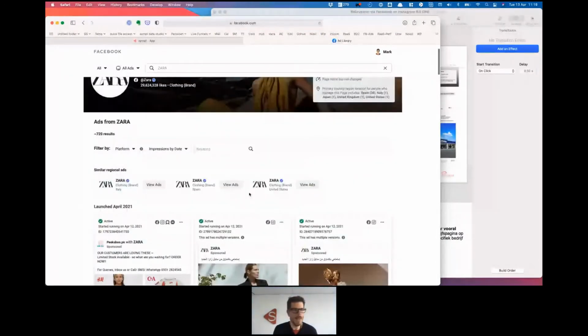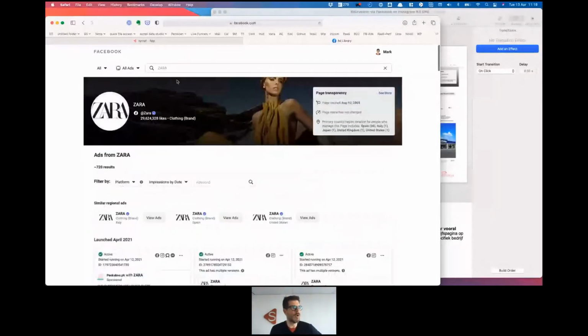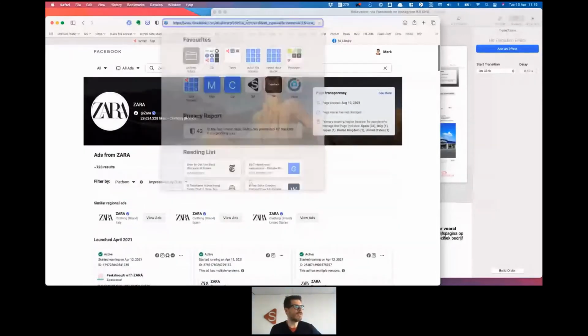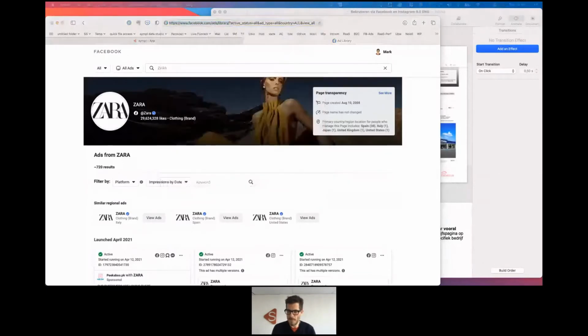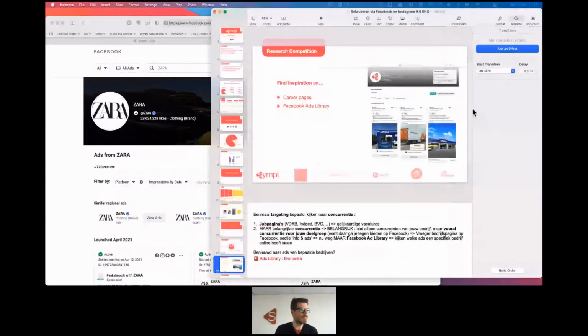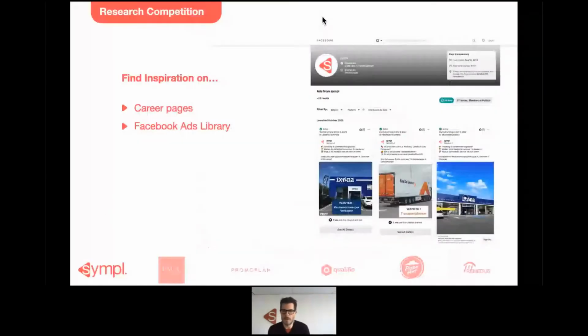Important point, and we'll share the link, or you can just Google Facebook Ads Library, and then it will show you. You don't even have to be logged into Facebook. I think you can just go there, and I'll take that link and put it in the chat. So you can go wild and look for the other brands which we didn't have time for. And I'll go back to the presentation. So use the Facebook Ads Library to check out what your competition is doing.